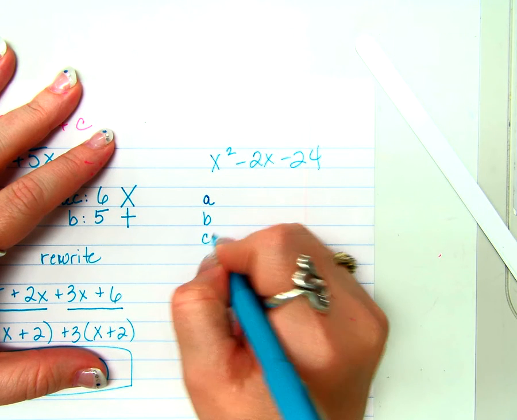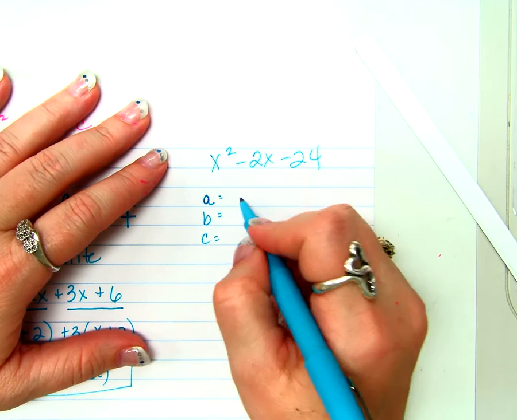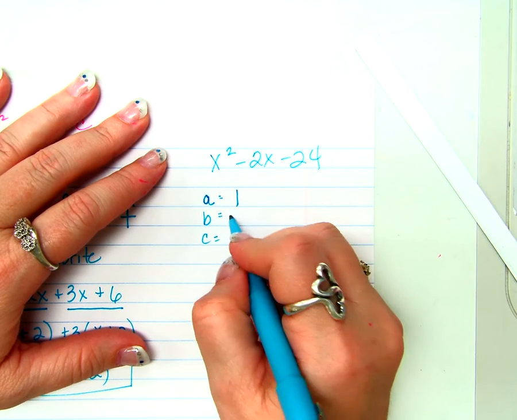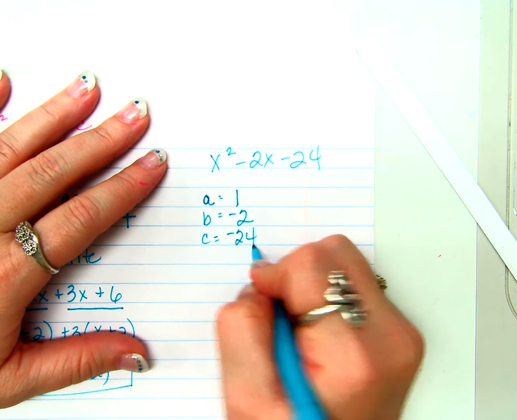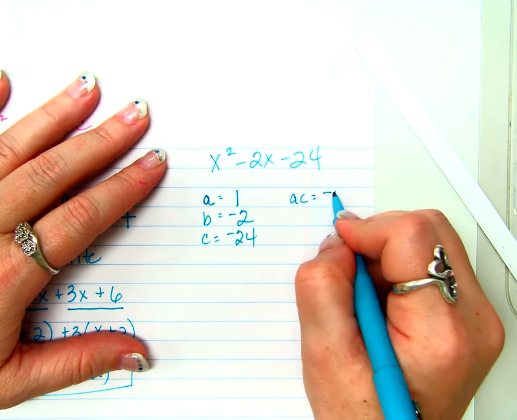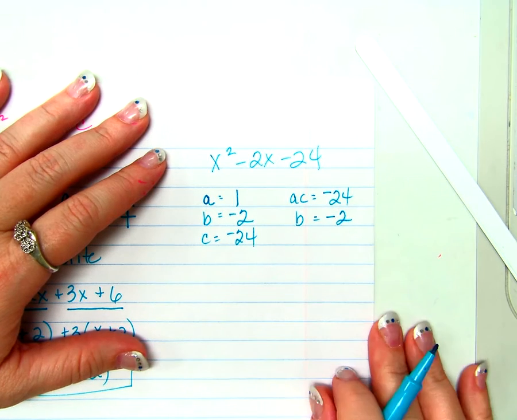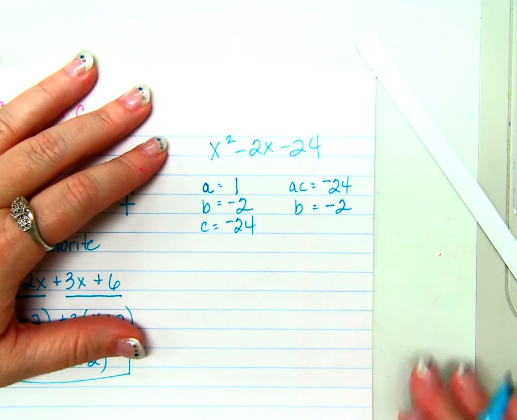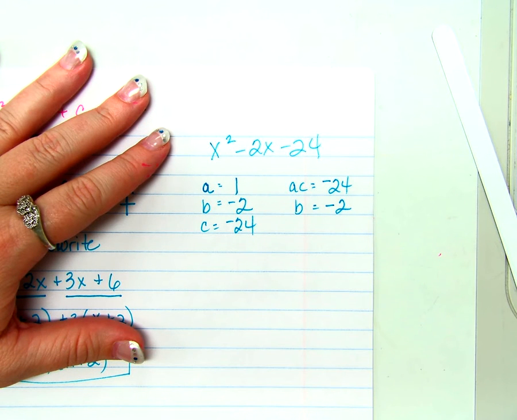Okay. So what do I need to know first? A, B, and C. What is A in this problem? 1. What is B in this problem? -2. And what's C? -24. So what is AC? -24. And what is B? -2. Okay? So tell me what two numbers multiply to be -24 and add to be -2?